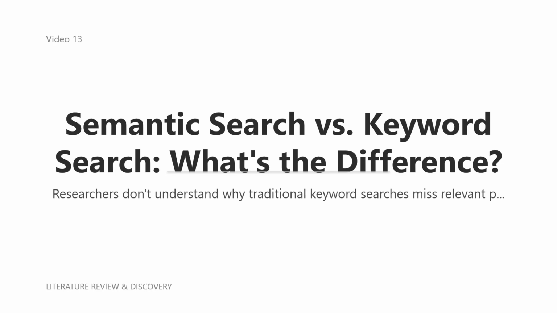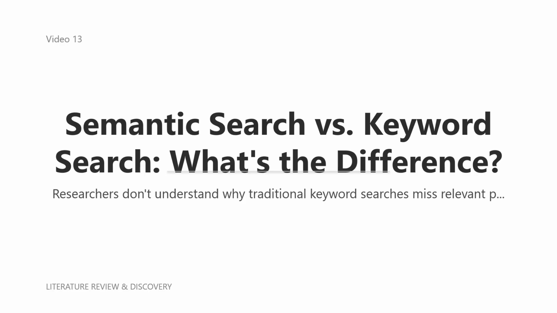Here's the critical limitation. Keyword search requires you to guess the right terminology. If the authors of a relevant paper use different words than you search for, that paper is invisible to your search. You might search work from home productivity and miss highly relevant papers that use remote work efficiency or telecommuting performance or distributed team output. None of those match your keywords, so you never see them.